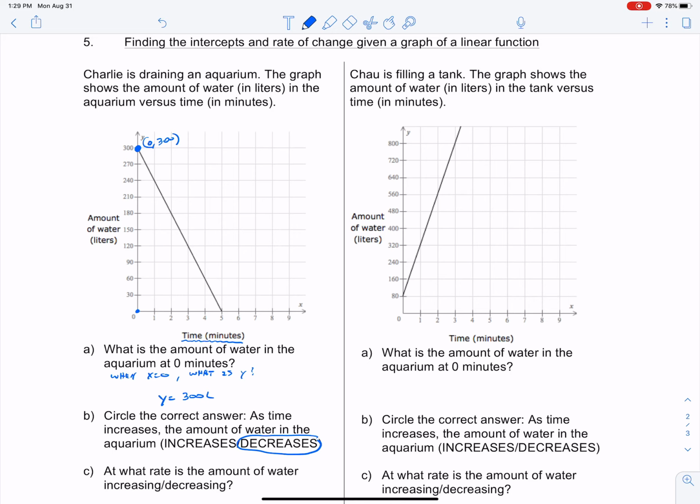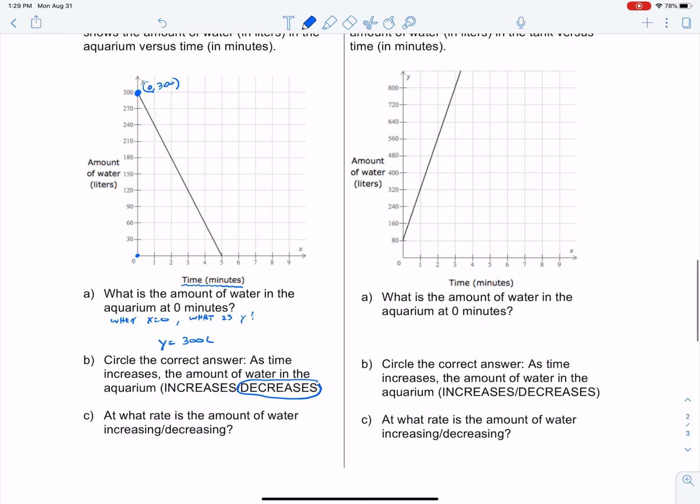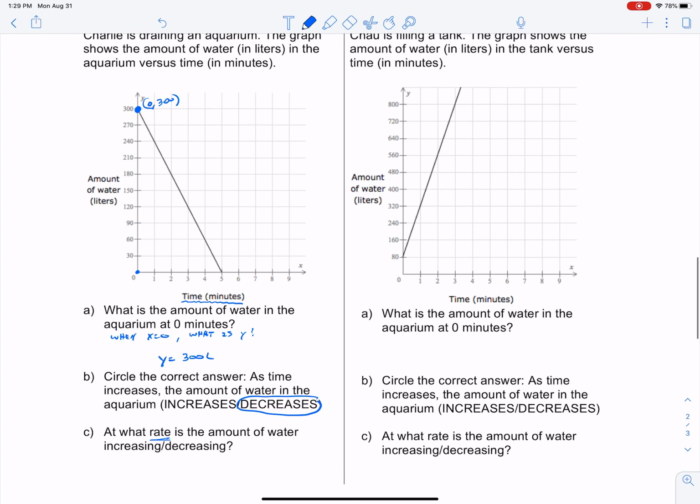At what rate is the amount of water increasing or decreasing? So it's asking us for a rate, so it's asking us basically for the slope. So let's go per minute. That'll be easier, per minute. So where's the 1 go to? Right here. So I need to find the slope here.